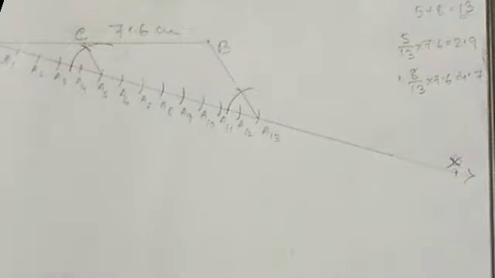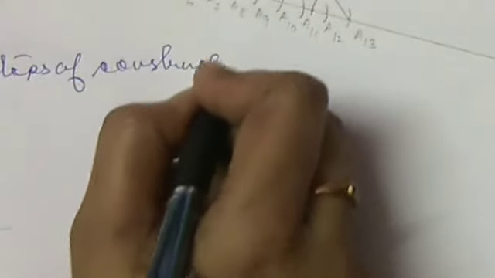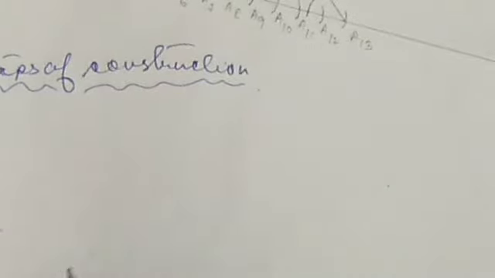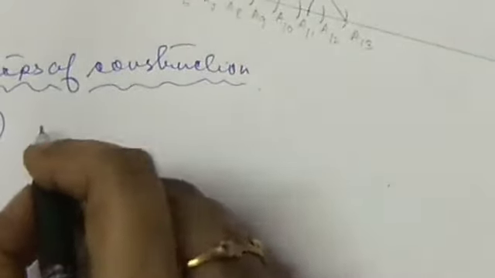So the construction part comes, steps of construction. It's very simple. Whatever you are doing, the same thing has to be mentioned. So number 1: what we have drawn? AB.